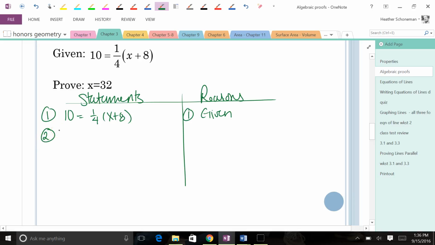Okay, step 2. I would like to clear the fractions. When you clear the fractions, I'm going to multiply everything by 4. So 10 times 4 is 40. 4 times 1/4 is 1. But when I clear the fractions, I don't change anything in the parentheses. So that stays as x plus 8. Now, when I clear the fractions, my reason is not clearing the fractions. My reason, well, I multiplied both sides of the equation by 4. So the property says that you can multiply both sides by the same number is the multiplication property of equality. So that's what we write when we clear the fraction.